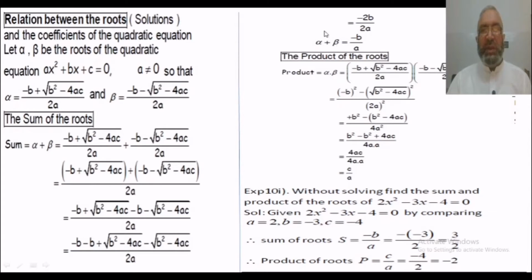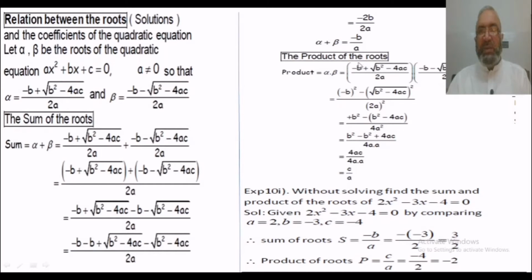So we can write directly, without solving the quadratic equation, we can find the sum and its product. The sum of the roots will be minus the coefficient of x divided by the coefficient of x square.